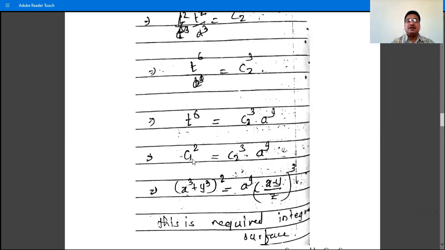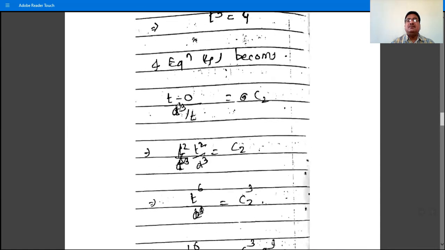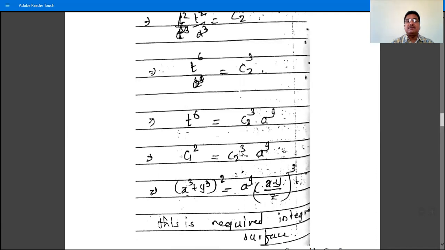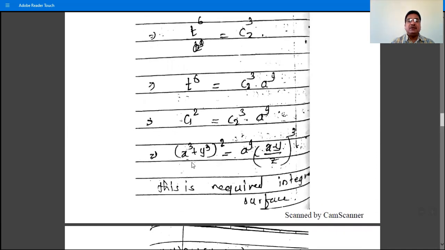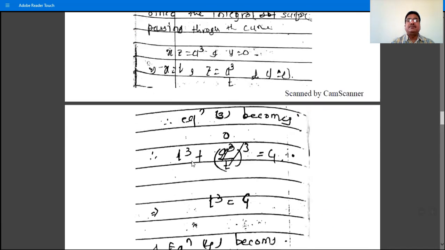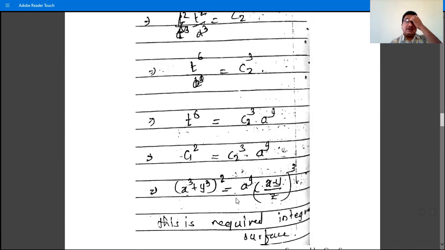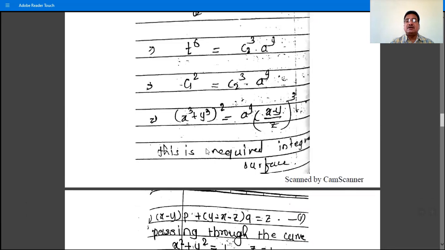t raised to 6, because C1 is t cube and t raised to 6 is C1 square. And C1 is what? x cube plus y cube. And the bracket square is equal to a raised to 9, and C2 is (x minus y by z) cube. And this is the required integral surface. That is the integral surface passing through the given curve.